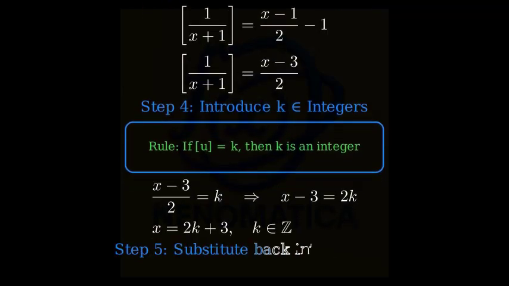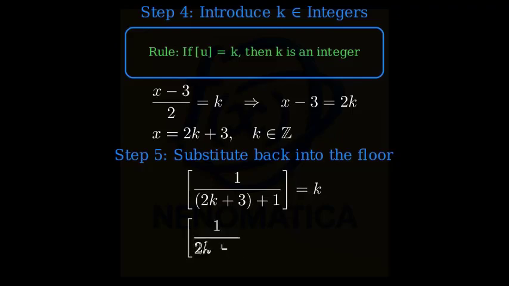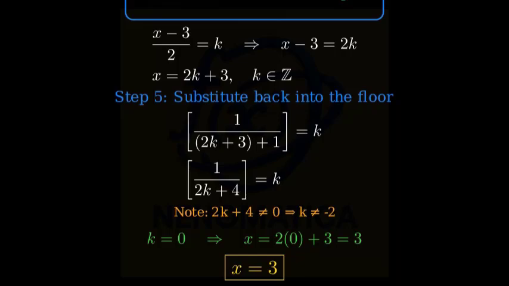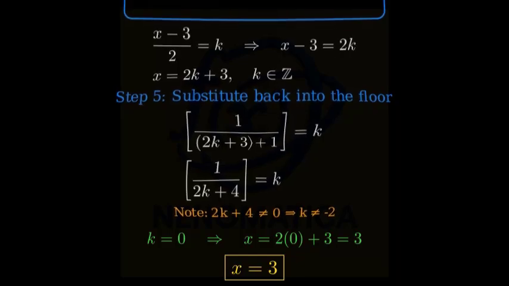Step 5. Substitute x equals 2k plus 3 back into the floor expression on the left. We get the floor of 1 over (2k plus 3) plus 1 equals k. That simplifies to the floor of 1 over 2k plus 4 equals k. Therefore, the only possible value is k equals 0. Then x equals 2 times 0 plus 3, which is 3.